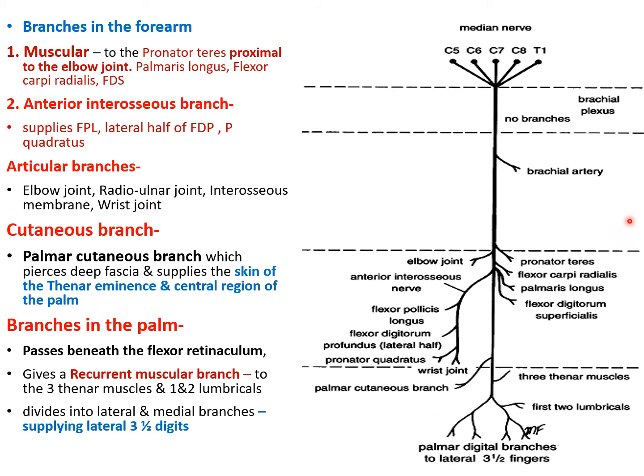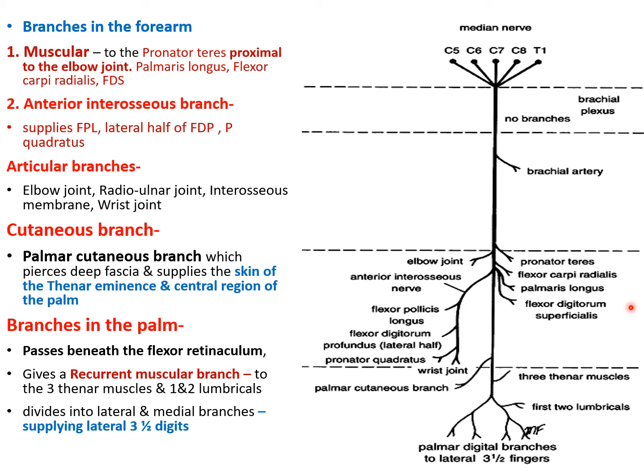Talking about the branches and distribution of median nerve, in the forearm, muscular branches are given to all the superficial flexors of forearm except the flexor carpi ulnaris. So the muscular branches in the forearm are given to pronator teres, flexor carpi radialis, palmaris longus, and the flexor digitorum superficialis. The anterior interosseous branch is given off in the upper part of forearm.